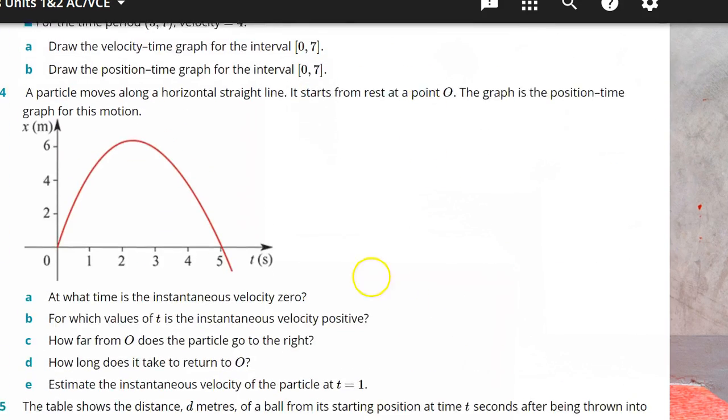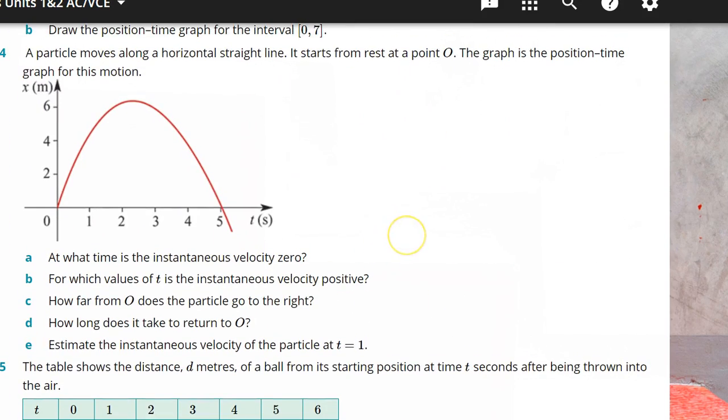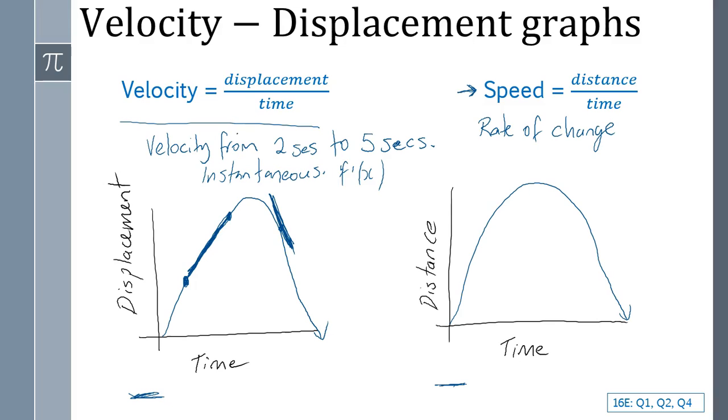There was a question here, question 4. Okay, so the graph here is position time, so velocity. And question A, what time is the instantaneous velocity 0? So if you're getting confused with the word velocity, swap it out for rate of change. At what time is the instantaneous rate of change 0? When's the gradient 0? Okay, so we're talking about turning points. Okay. So very, very similar, but takes a bit of practice.